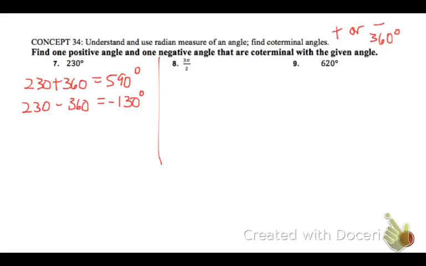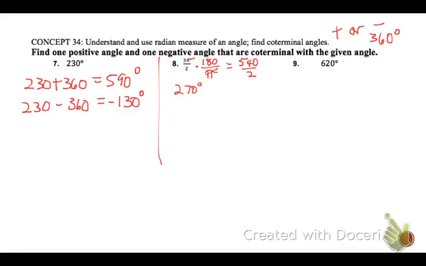So that would be an angle rotating in the opposite direction but beginning and ending in the same place as 230 degrees does. With the angle that's in radian, first let's convert that to degrees. So if we take it times our conversion factor, 180 over pi, our pi's will divide out. We'll have 540 divided by 2, which is 270 degrees.